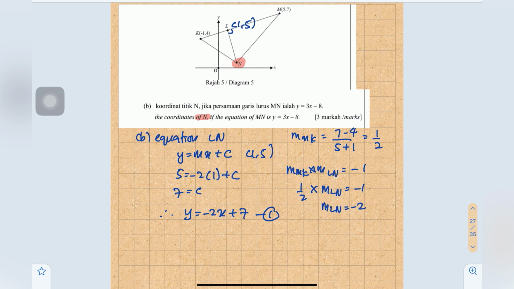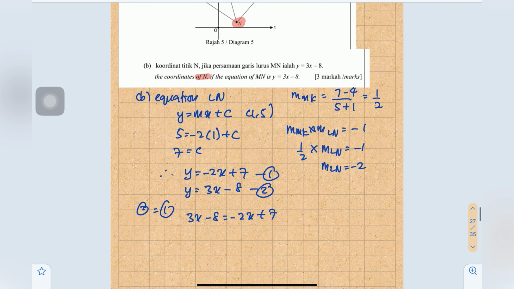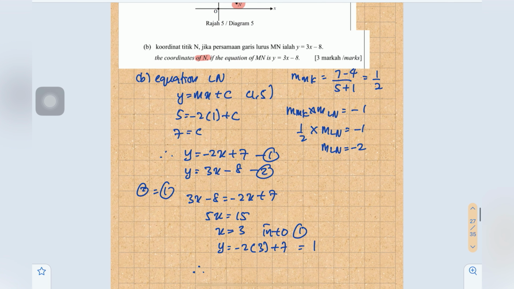Dia intersection dengan y sama dengan 3x minus 8. So then kita solve lah. Kita dapat 3x minus 8 is negative 2x plus 7. So then dapat 5x equals to 15. Then x equals to 3. So kita masuk mana-mana 1 atau 2. So kita dapatlah y equals to negative 2 times 3 plus 7. So y equals to 1. So therefore coordinate N is 3, 1.